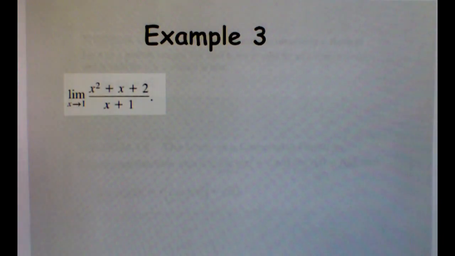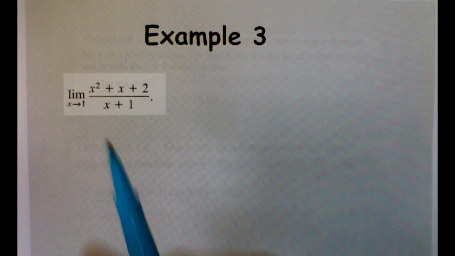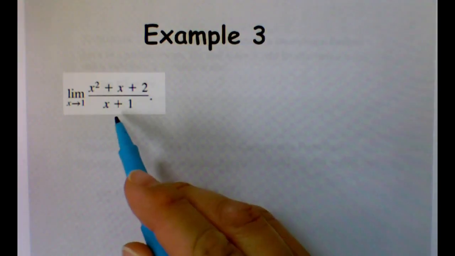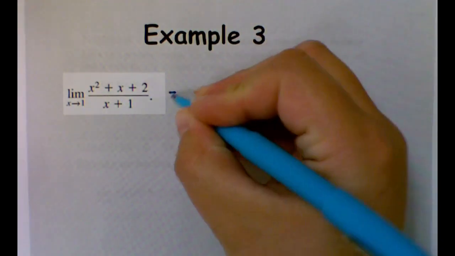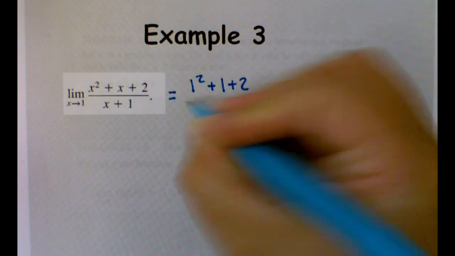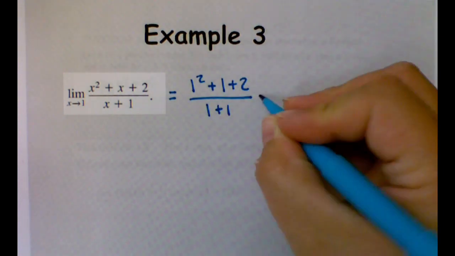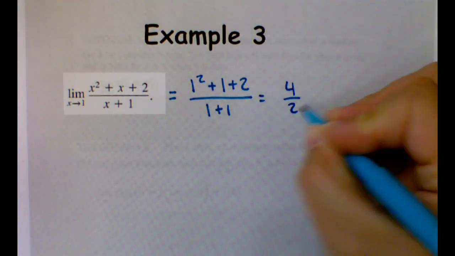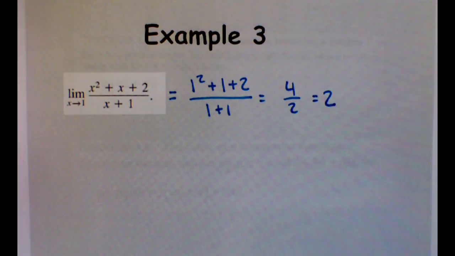So I have a rational function here. I noticed that plugging 1 in for x will not make the denominator 0, so I can use direct substitution. I'll take 1 squared plus 1 plus 2 over 1 plus 1, which gives me 4 over 2, so my limit is 2.